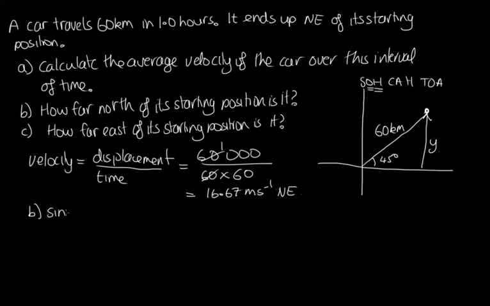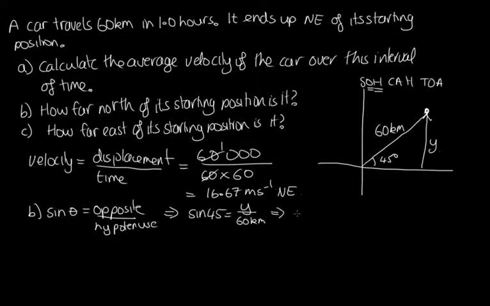So we know that sine of theta is equal to opposite over hypotenuse. So substituting in, we've got sine of 45 is equal to the opposite, which we've called y, which is what we're trying to find, over the hypotenuse, which is 60 kilometers. So that tells us that y is equal to 60 kilometers times sine 45. Solving this on the calculator, we end up with 42 kilometers. And it has travelled north, so it ends up 42 kilometers north of its starting position.